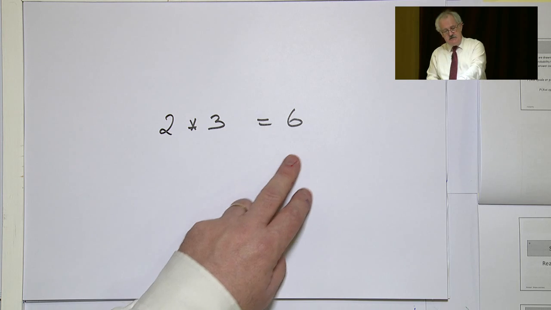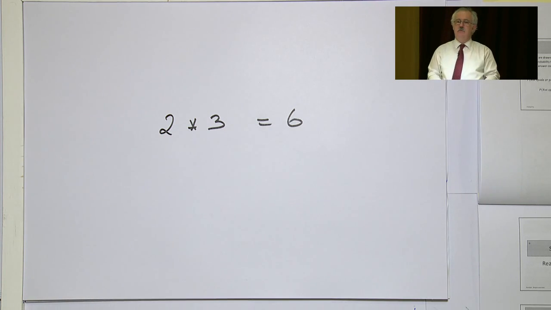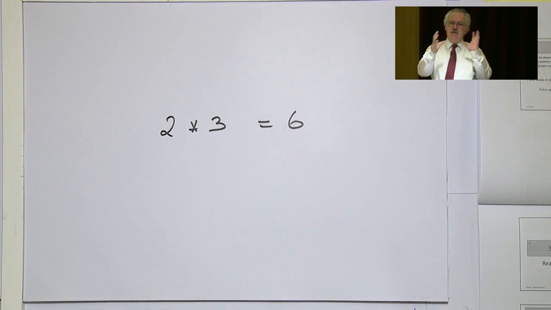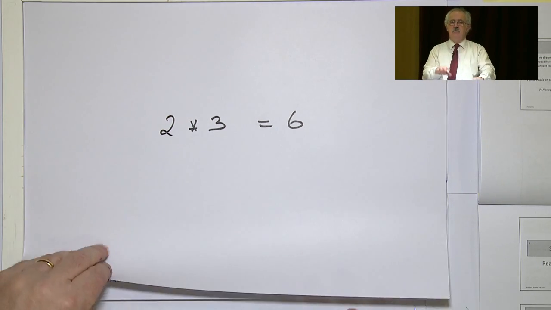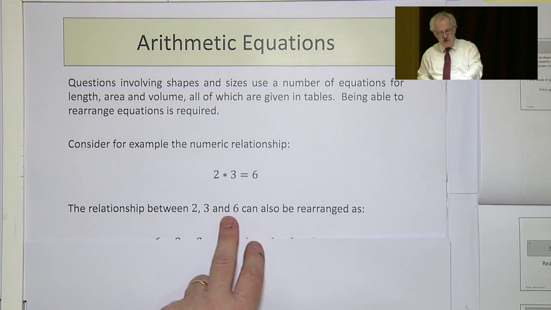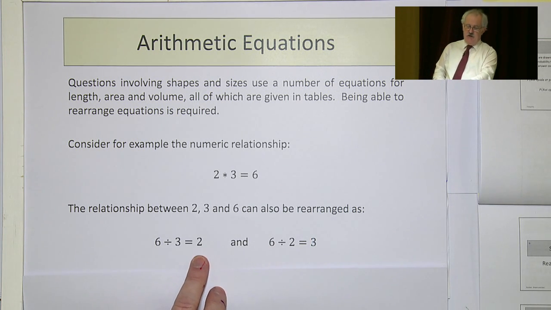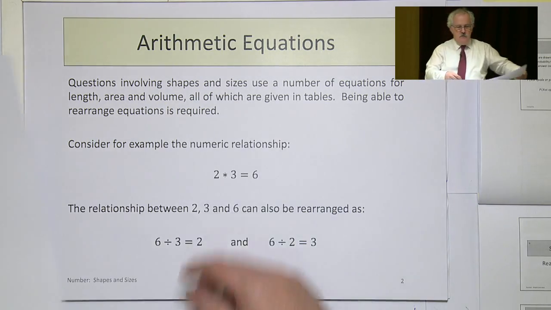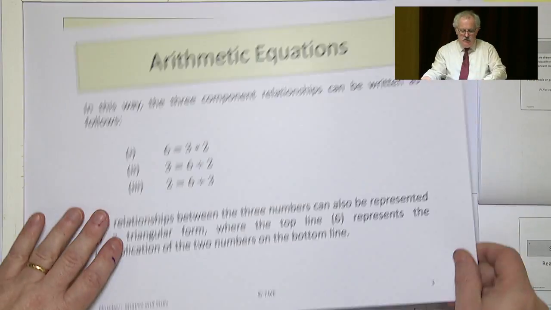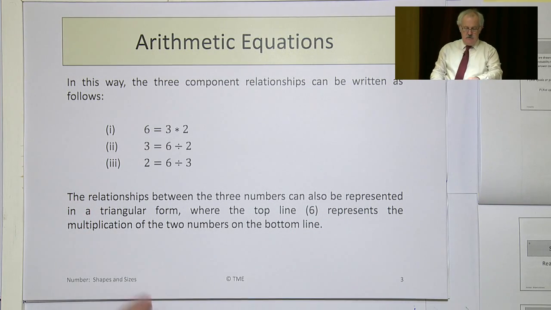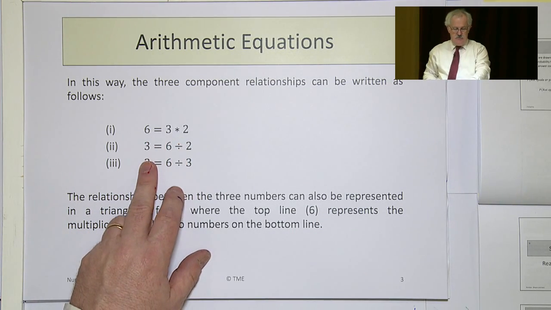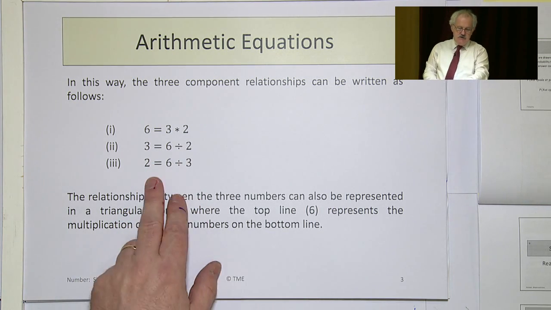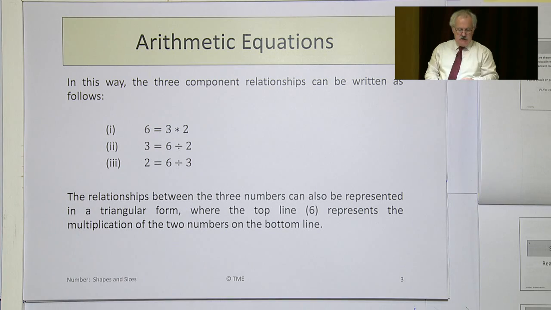But if you were to divide 6 by 3, you'd get 2. If you were to divide 6 by 2, you'd get 3. So in that 3-numbered relationship, it can also be arranged as 6 divided by 3 is 2, and 6 divided by 2 is 3. In this way, there are 3 equations in that one equation. The first one is 6 is 3 by 2, 3 is 6 divided by 2, and 2 is 6 divided by 3. In each case, I've only left one number on the left-hand side.